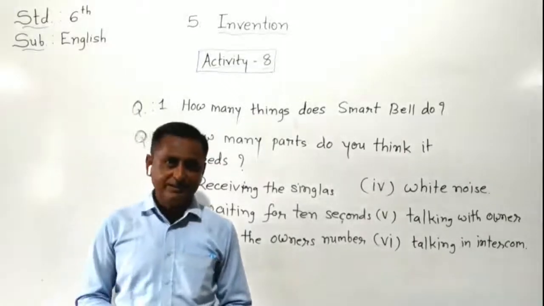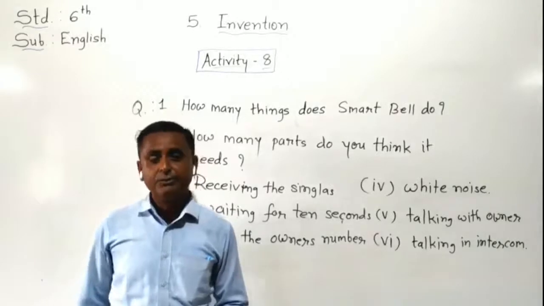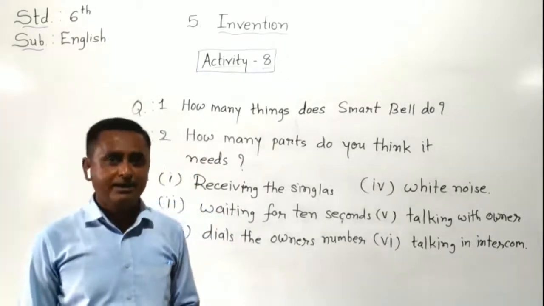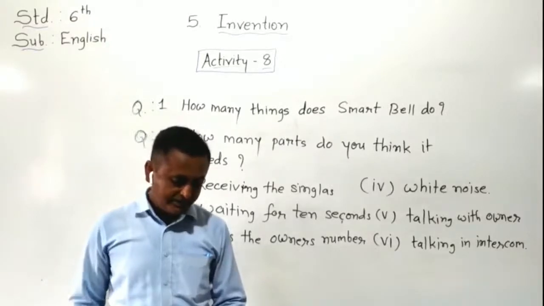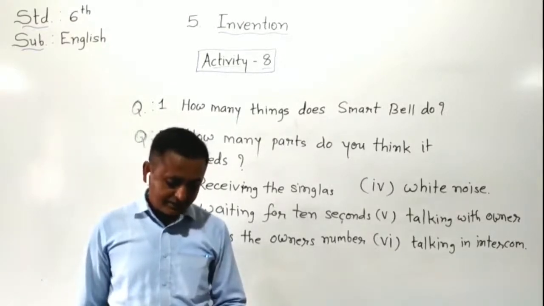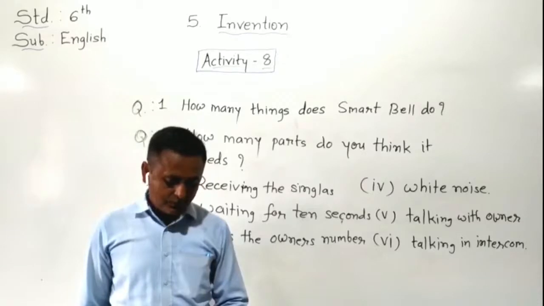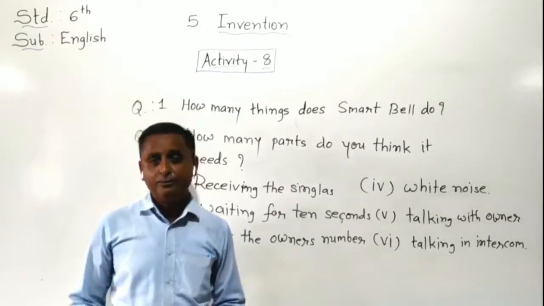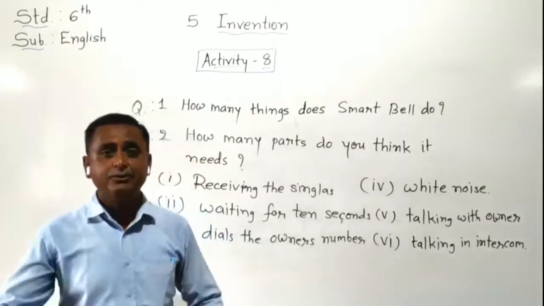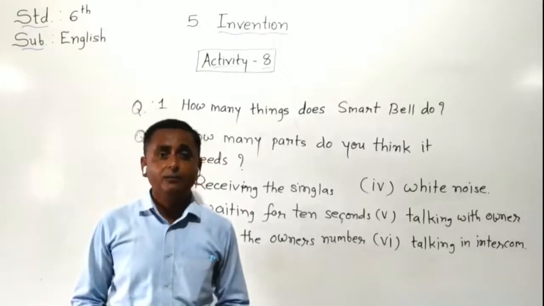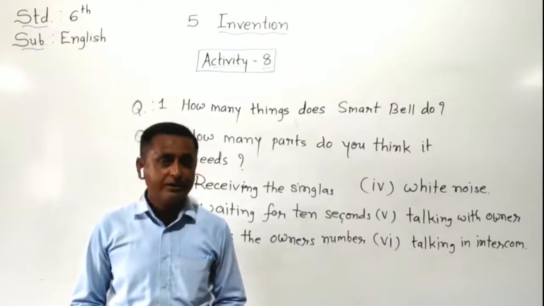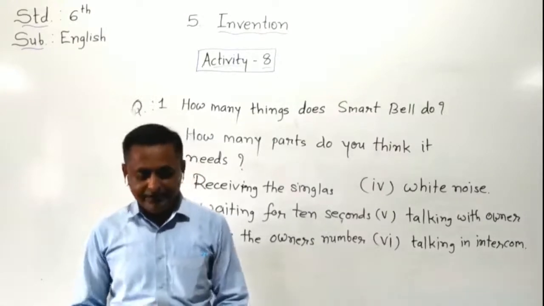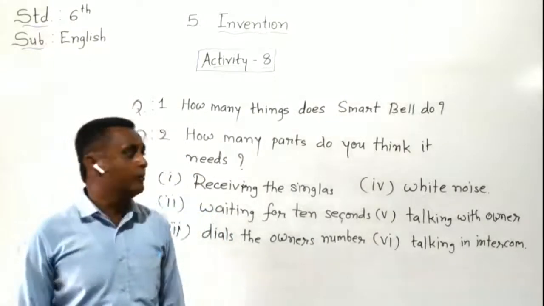Here one space is given. In that space, you have to draw the diagram of the smart bell and how it works. After that, downside, one instruction is given: share your design with the class. Did others think of other designs for the smart bell? Now you have to share your design with your classmates and see what changes they made. Okay students, here our activity number 8 is over.